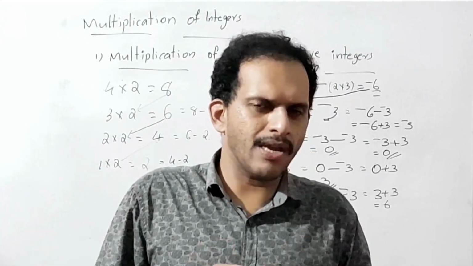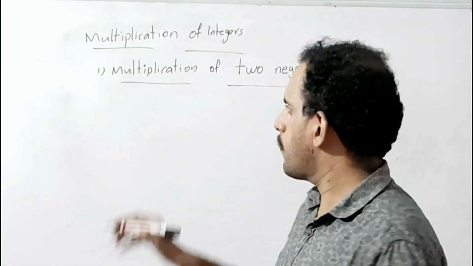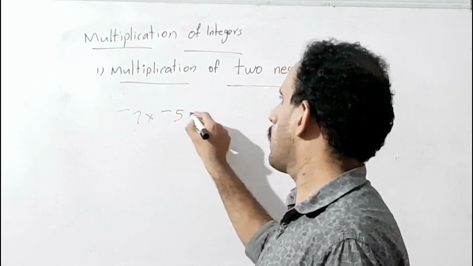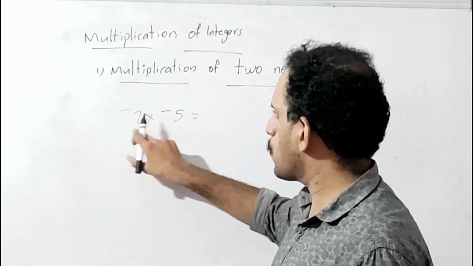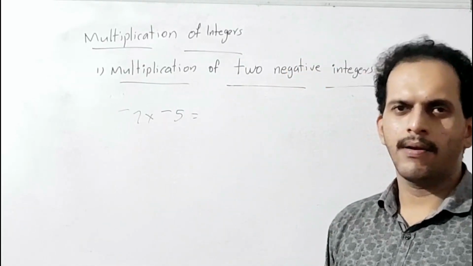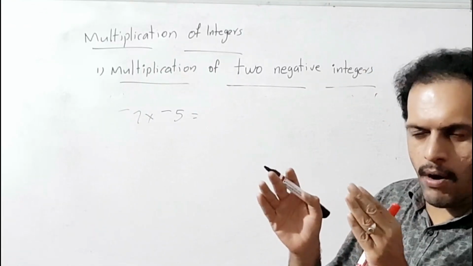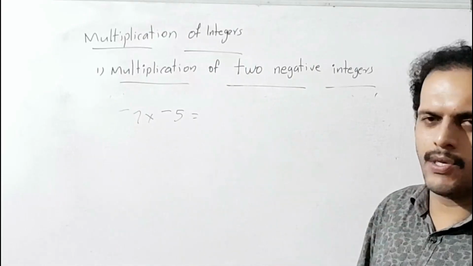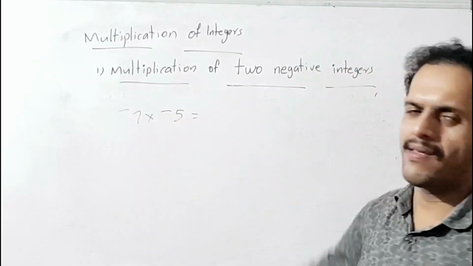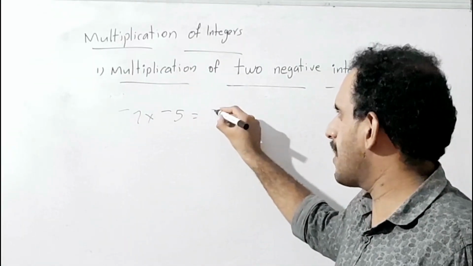If you multiply two negative integers, the answer is always positive. Then based on this, how do we multiply minus 7 into minus 5? Here we are multiplying two negative integers, correct? Then what is the answer? The answer is positive. In the last step we got minus 2 into minus 3 is equal to 6. So likewise, what is minus 7 into minus 5? Minus 7 into minus 5 is equal to 35.